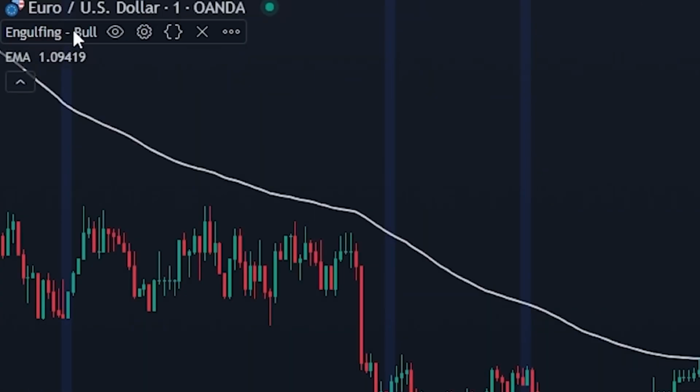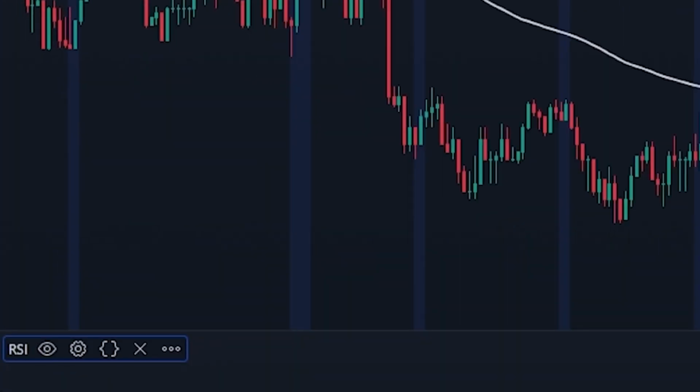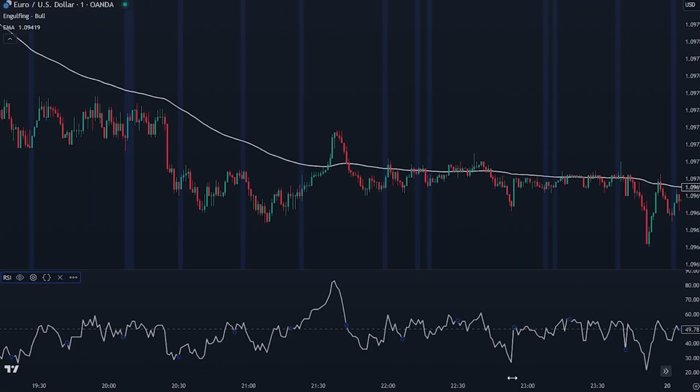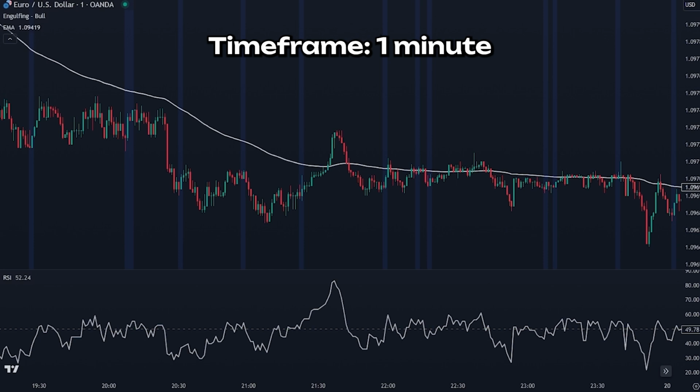First, you need to change the settings for the engulfing pattern to no detection. Next, for your RSI, you want to set it above 50. So now you have a signal line in the middle of the RSI. Next, we're gonna be using the 1-minute time frame.